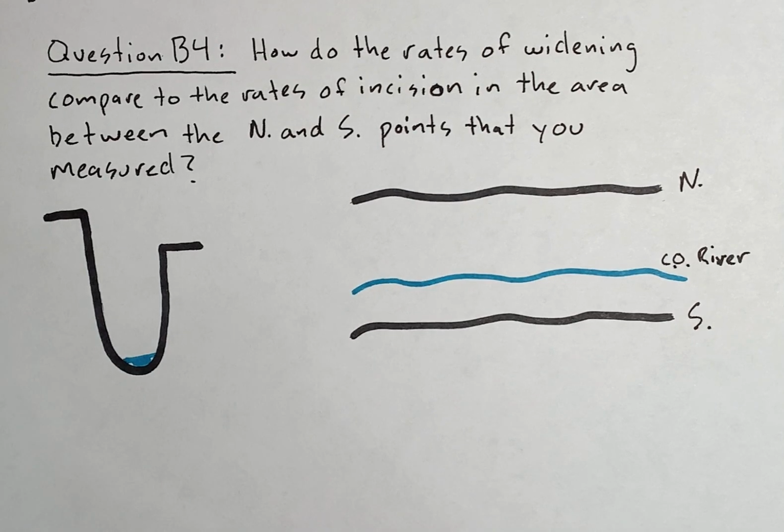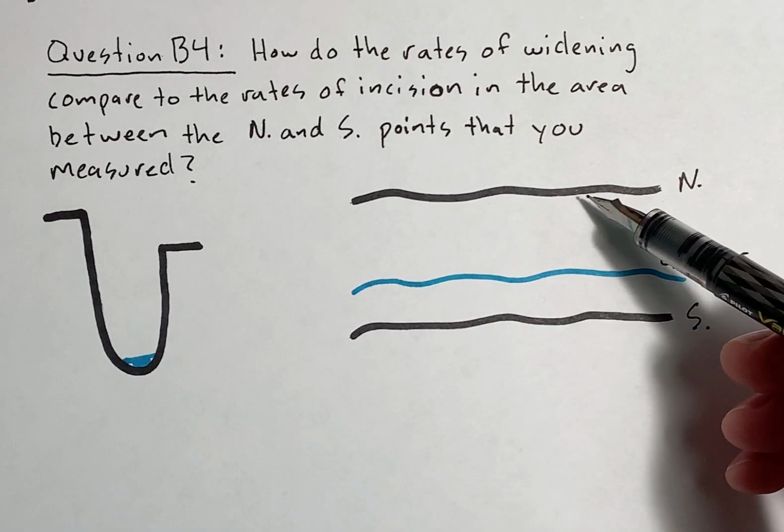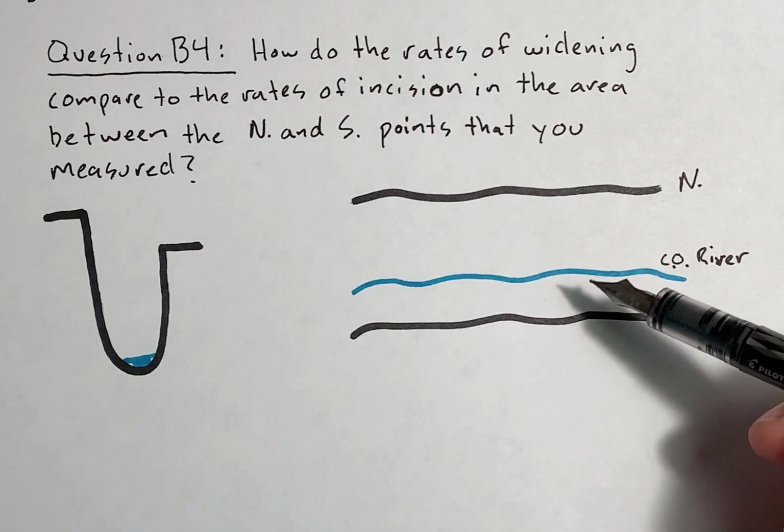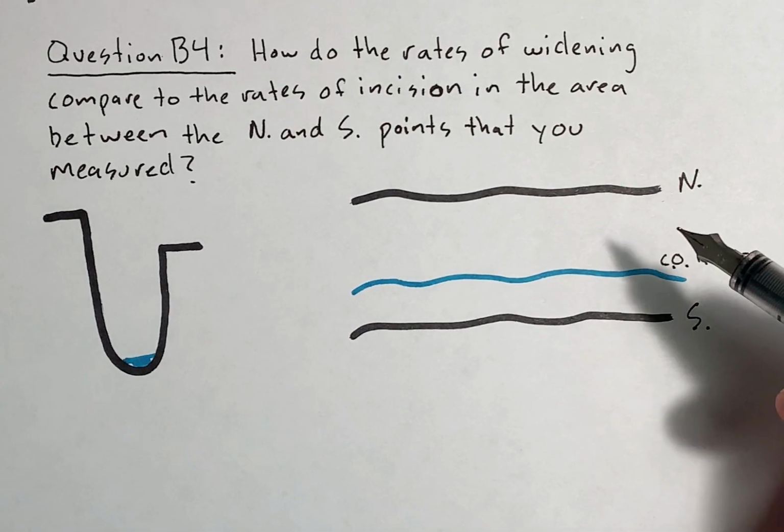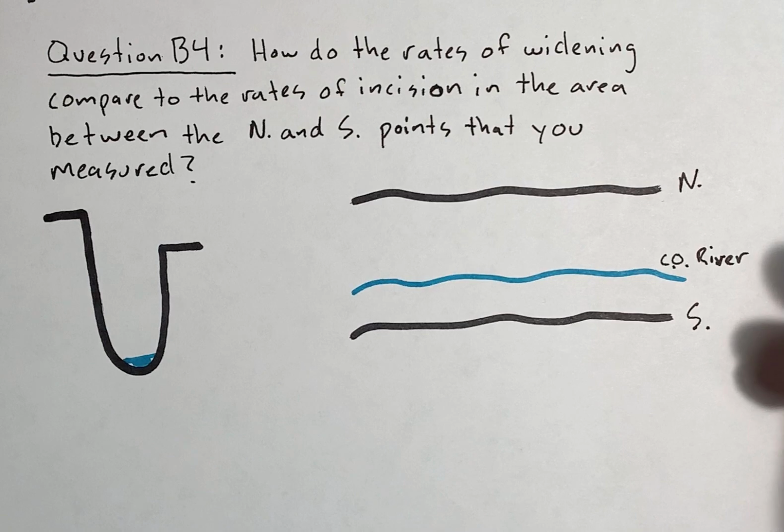So the question will go something like this. How do the rates of widening compare to the rates of incision in the area between the north and south points that you measured? So essentially what you're going to be doing is finding the rate of incision on the north rim and the south rim, and the rates of widening between the north rim and the Colorado River, and the Colorado River and the south rim, and compare them. So which one is going faster and by how much?